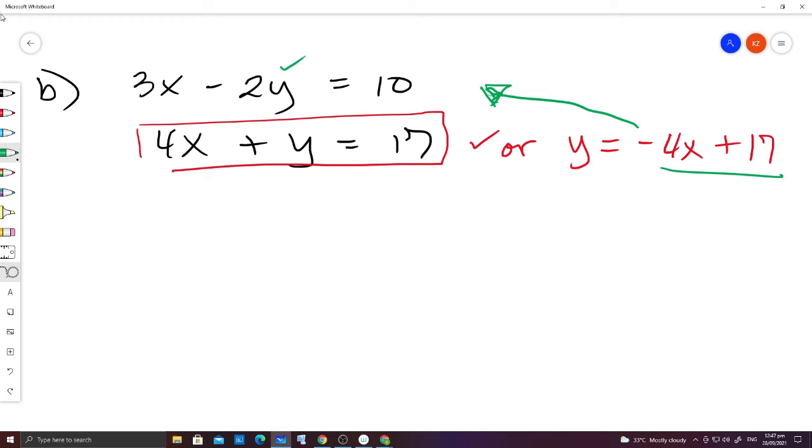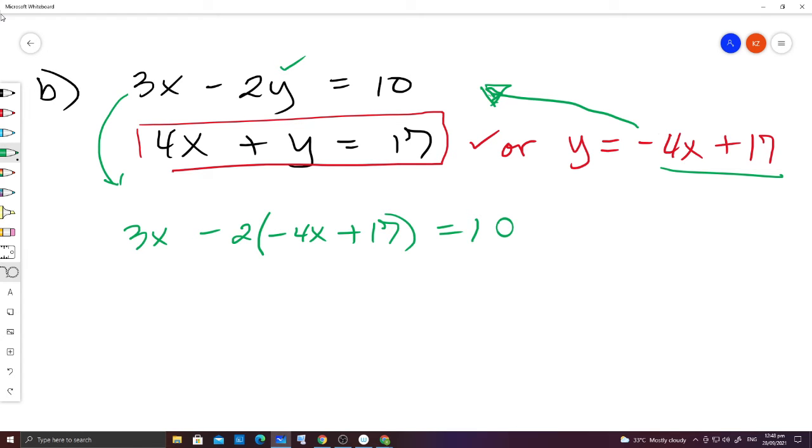I will write 3x, right? Minus 2 times what? Negative 4x plus 17 equals 10. Okay, thank you. Next, Chanikan.